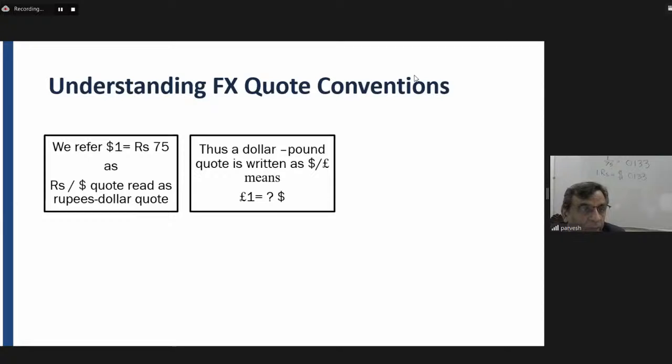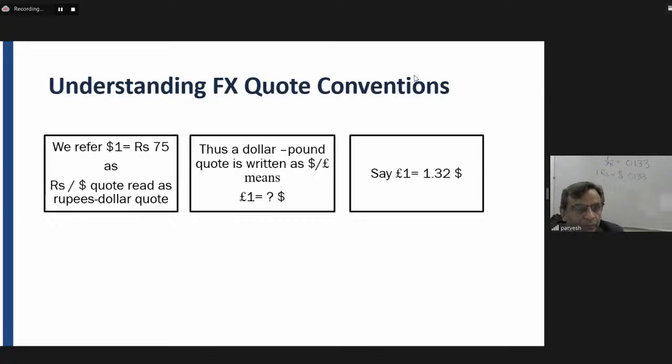Now let's look at another quote. Thus, a dollar/pound quote is written as £1 is equal to, so suppose it is given as $/pound, which will mean £1 is equal to how many dollars? Again, giving the first logic where it was rupee/dollar, so $1 is equal to how many rupees? So rupee/dollar would mean how many rupees $1 is equal to. Similarly, dollar/pound will be how many dollars £1 will give you. And we know that today, this is the current quotation, £1 is equal to $1.32.